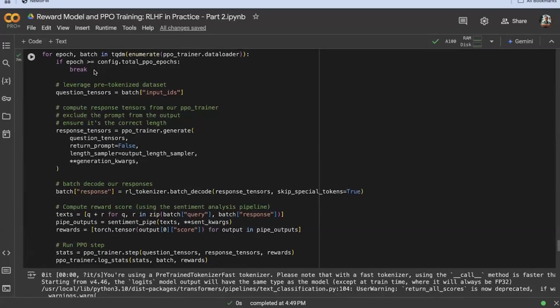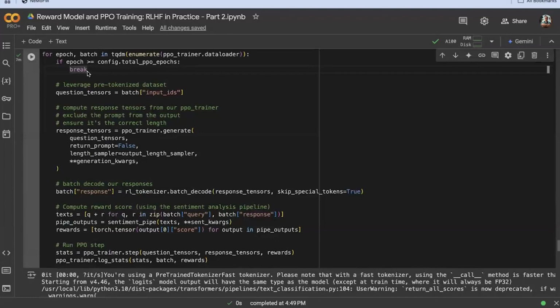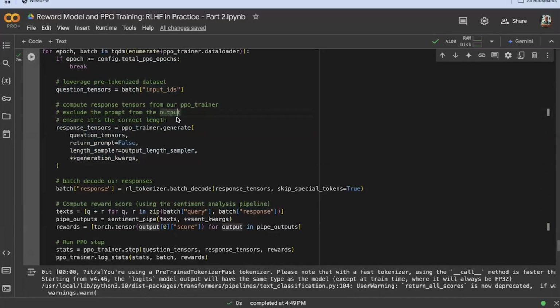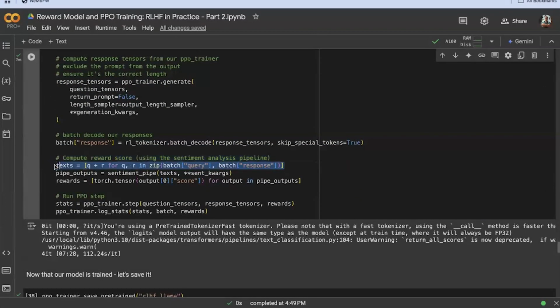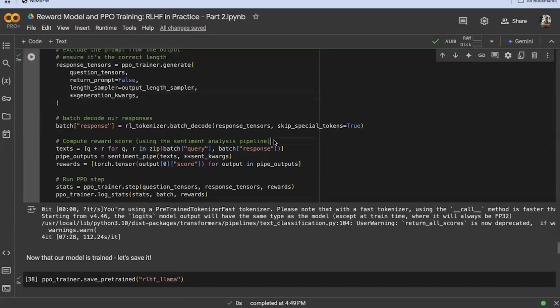All PPO is, per epoch that we have in our PPO epochs, we're going to take our prompt, we're going to generate some response, we're going to find a score from that response, we're going to modify our score based on the sentiment pipeline, and then add that back to our original responses, and then we're going to take a step, and that's it, right? PPO, not so hard.